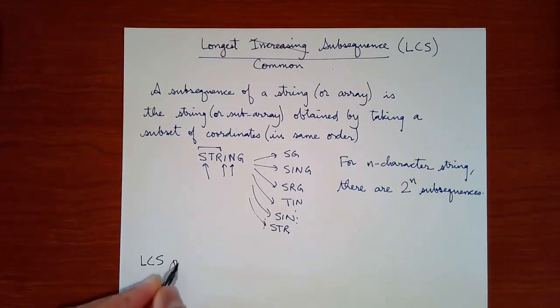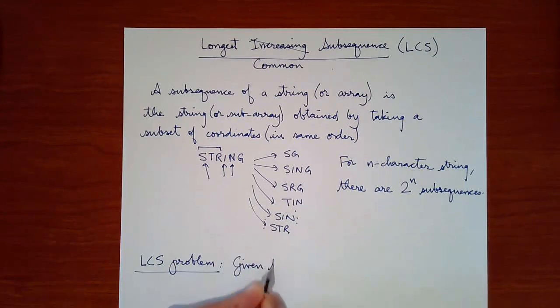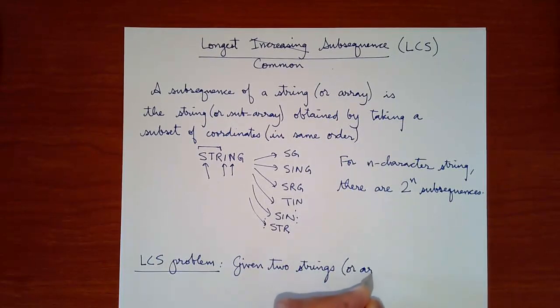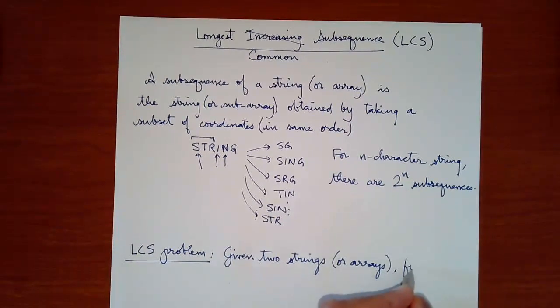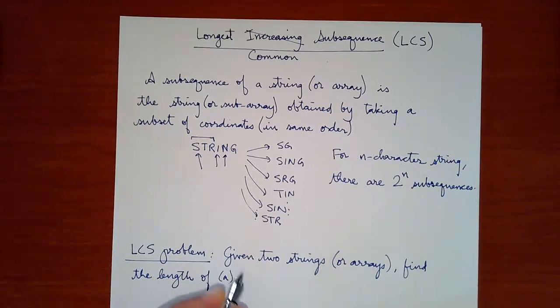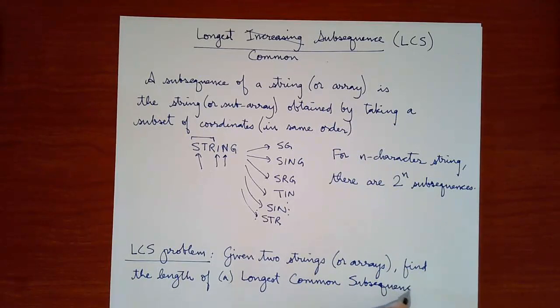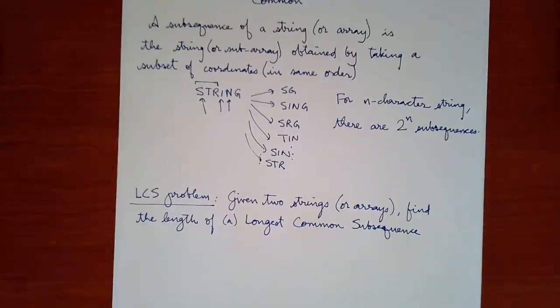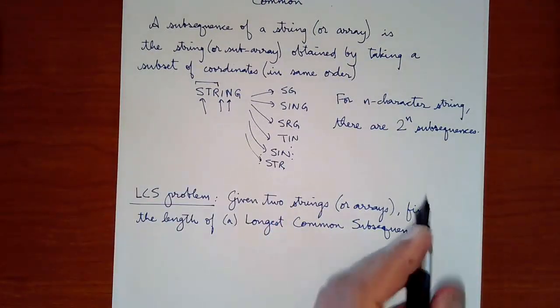So the LCS problem is: given two strings or arrays, and everything that I say here is also valid for character arrays, which is basically a string, find the length of a longest common subsequence. Is the problem clear?